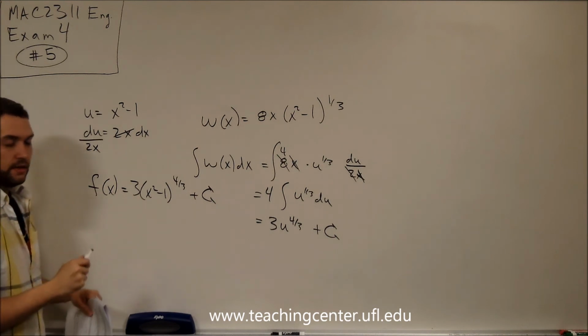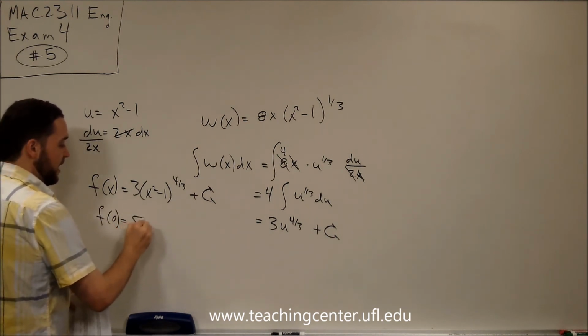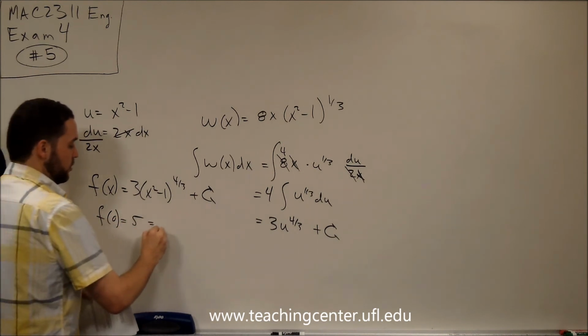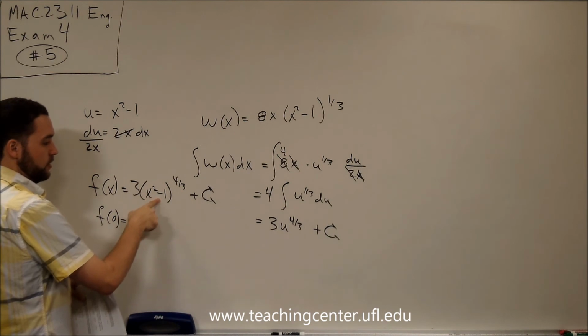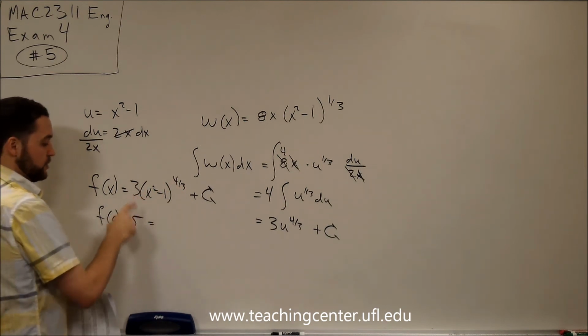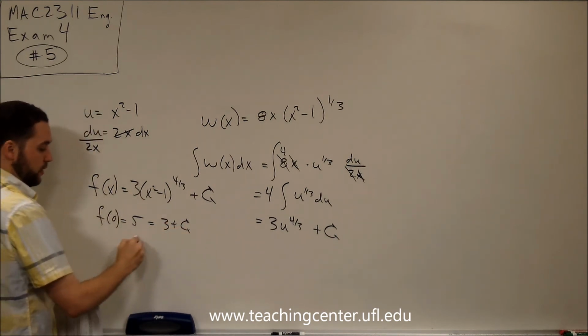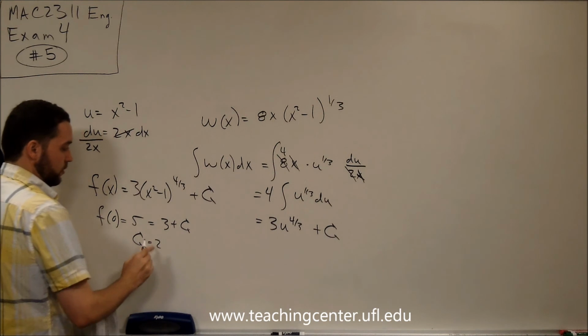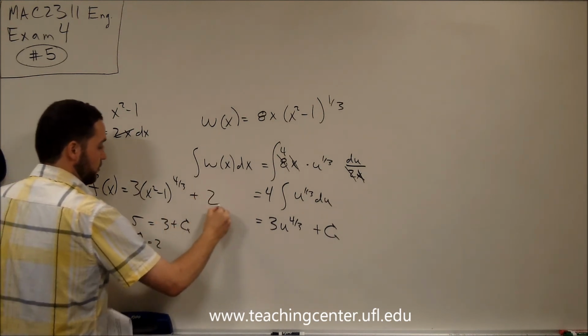That's our general solution. Now we can say that f of 0 is equal to 5. That was given information. So we plug 0 into our function, and you can see that 0 minus 1 is negative 1, but negative 1 to the 4/3 power is going to be positive 1. And 1 times 3 is just 3. So you get 3 plus your c. Then you can subtract the 3 over, and you end up getting c is equal to 2. So that means your particular solution is going to be this plus 2.